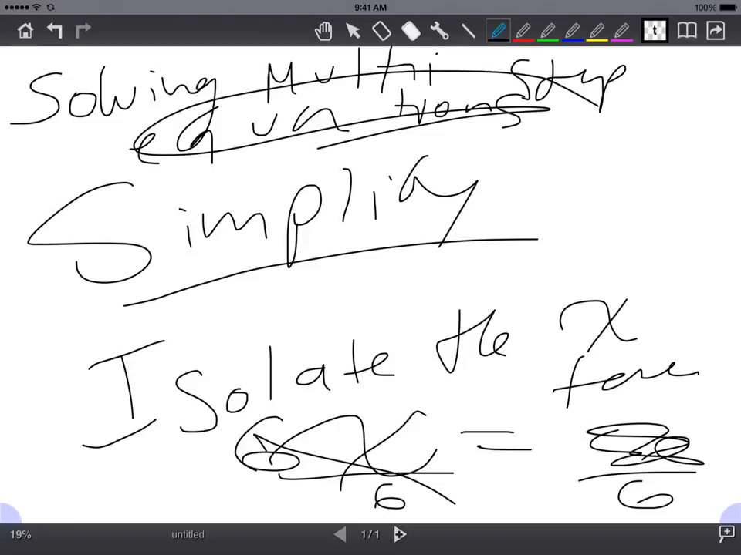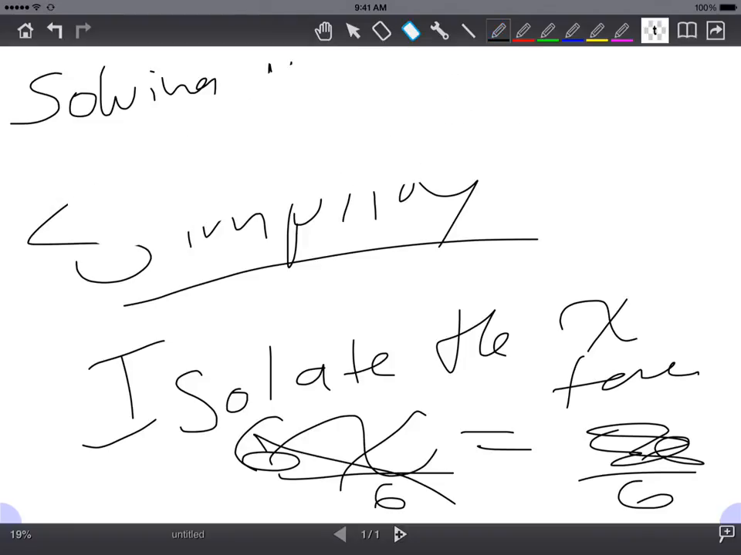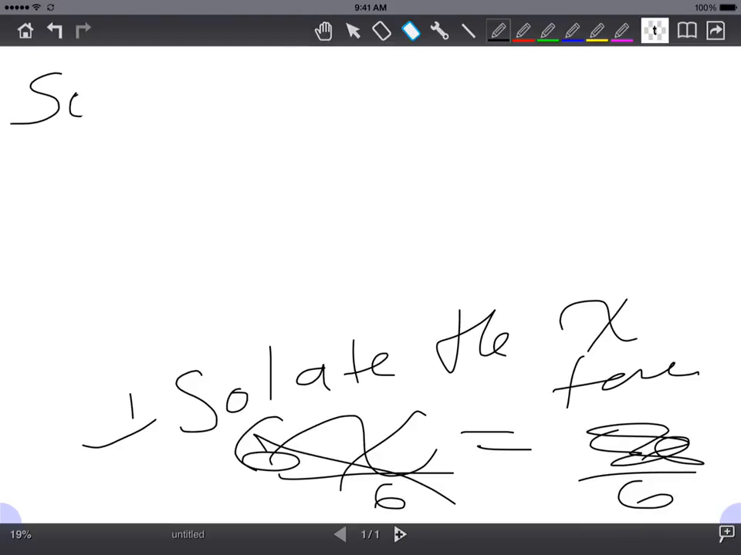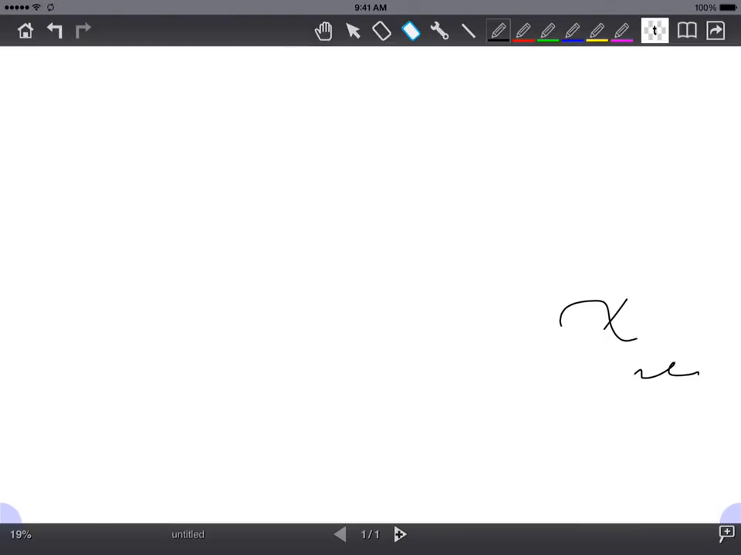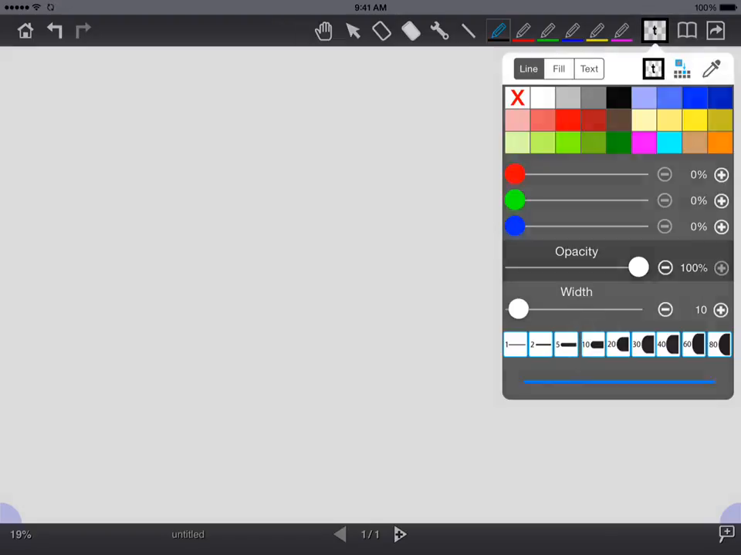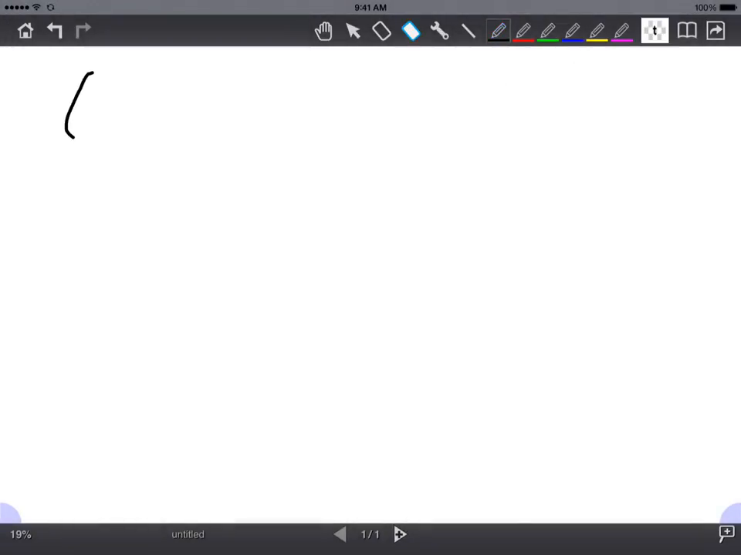Okay, so now let me just erase all this so we can start doing lots of practice problems. Okay, before we begin, I just need to get my pen. Okay, yeah, that's good.